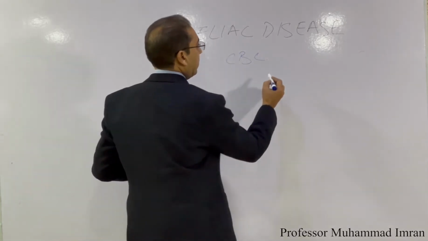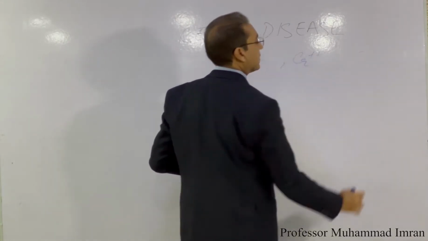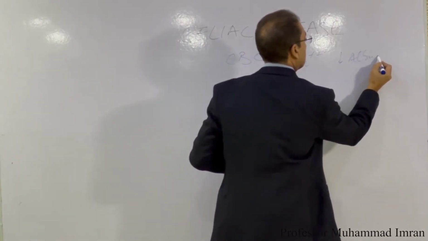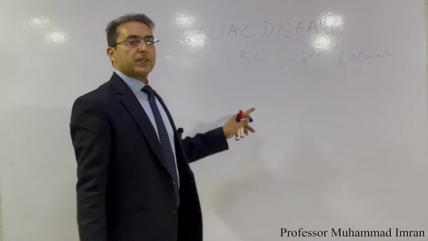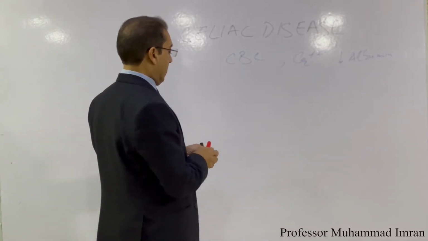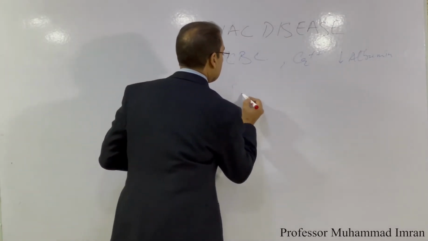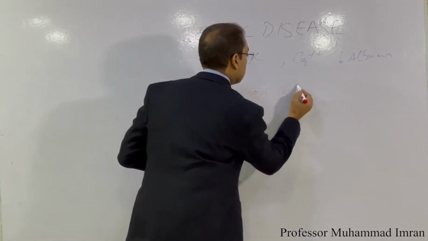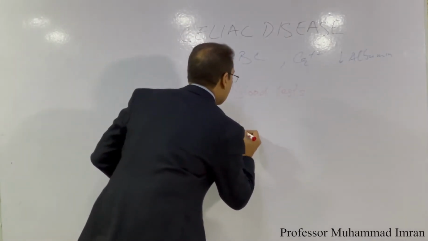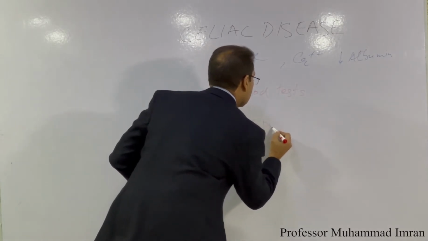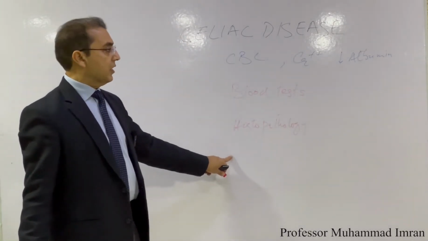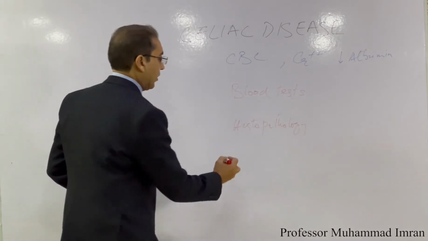Then look for the presence of calcium. They may have hypocalcemia. They may have low albumin. Then, specific tests for celiac disease, there are 3 classes of tests. We go for some blood tests. We go for histopathology. And we can also see, as I mentioned, the HLAs. So we can go for HLA testing.